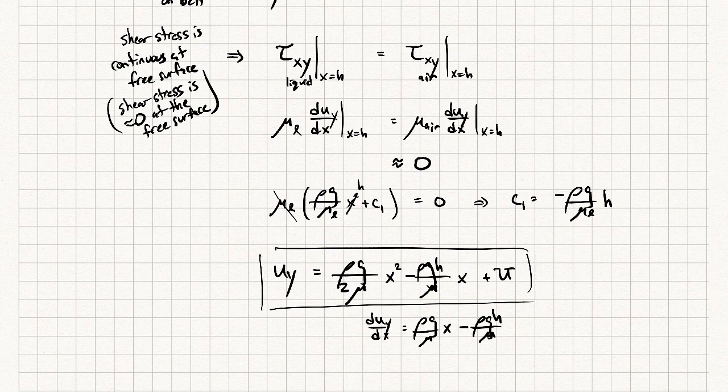And then I plug in when x is equal to h, right at the free surface, that comes out to be 0. So the shear stress on that free surface is 0. So that's this boundary condition right here. So that works out as well. So that's our velocity profile, and it looks like a parabolic profile.